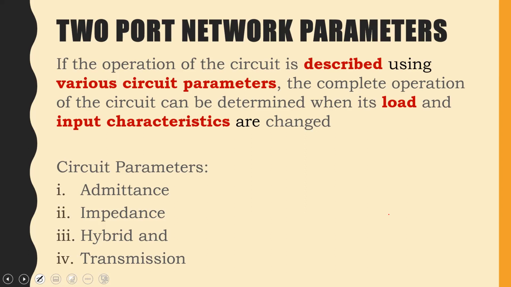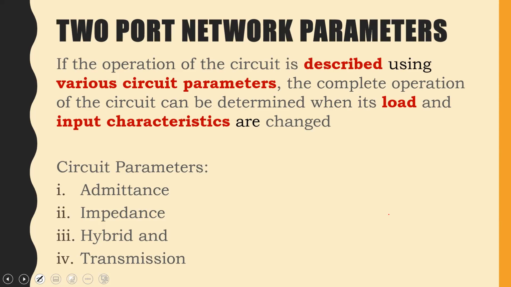So if my network can be looked at as a black box, I don't need to know what is in there. But if I know the various parameters that describe its operation, then when I put the load on or I put a supply on, I can say how much power will be taken from the supply, how much power will be dissipated in the load, or how much energy the load will consume. And the parameters we're going to be looking at are the admittance, impedance, hybrid, and transmission parameters.